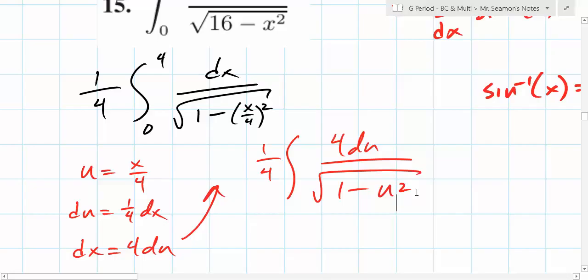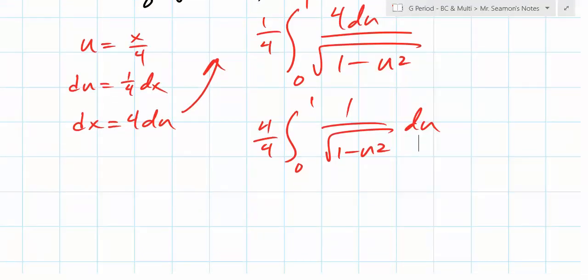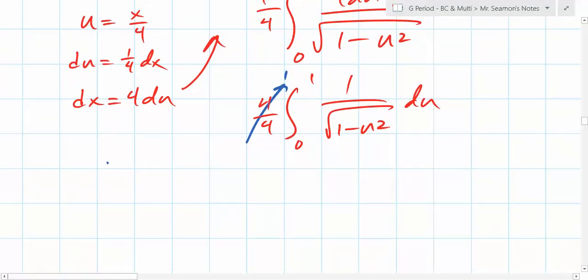What did I not write in yet? Limits of integration. What's the bottom one going to be? 0. What's the top one going to be? 1. No, it's x over 4. These are x values, right? We plug in x right there, 4 over 4. Okay, we're getting there. What can we factor out now? We can factor out a 4, so you end up with 4 over 4, integral from 0 to 1 of 1 over the square root of 1 minus u squared du, correct? Oh, that's kind of nice. What happens to the 4's? Bye-bye.